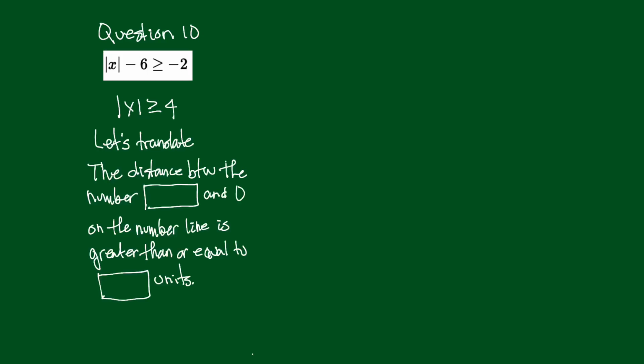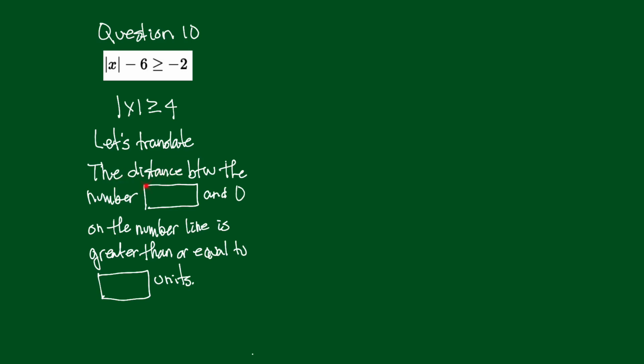So let's translate. Here's what this says. I know absolute value is the distance, so I'm saying this: the distance between the number and 0 on the number line. It always goes like this. The distance between the number and 0 on the number line is, now what do we have? We have not equals this time. We have greater than or equal to this many units. So the first number in the absolute value goes in the first field, and the second number goes in the second field. All right, so let's put our numbers in.